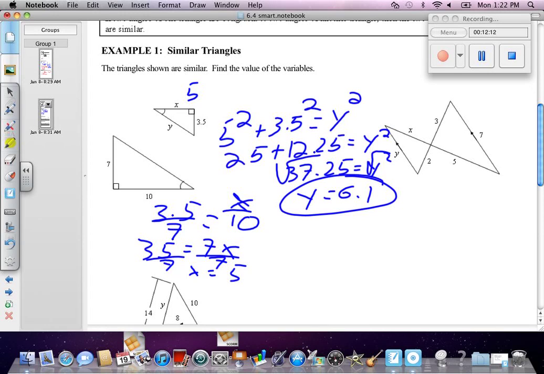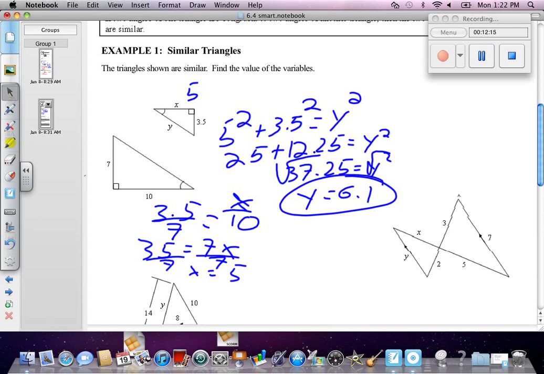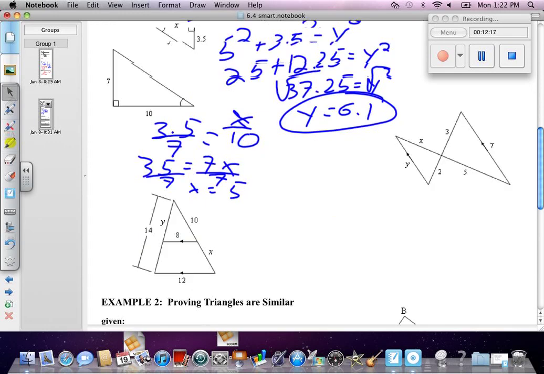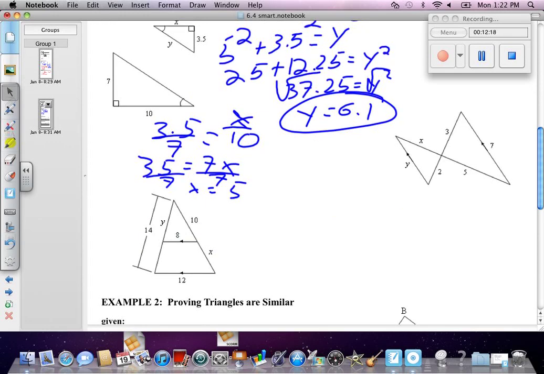All right, these two sets of triangles right here. How do we know that they're similar? We see parallel lines, so I know the alternate interior angles are congruent. What else do I know is congruent? These two are congruent because they are vertical angles. Remember, we're looking for angle-angle similarity for these.